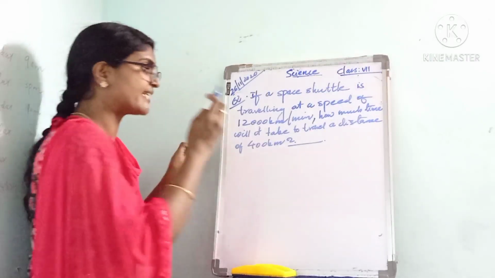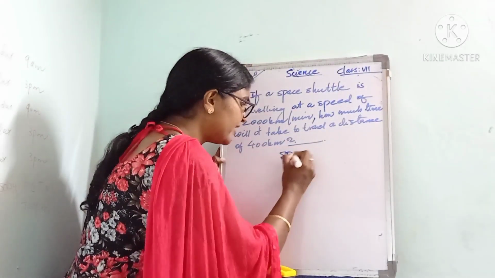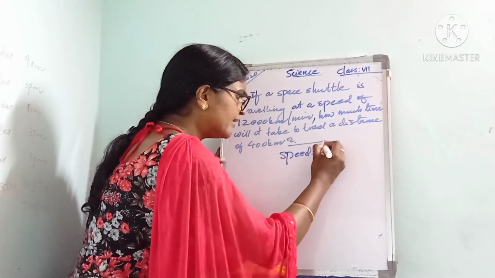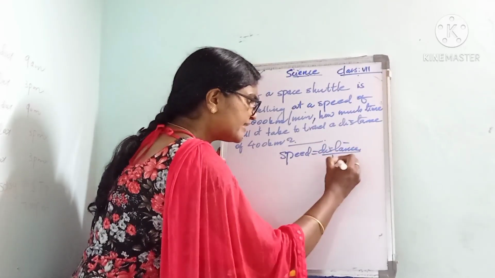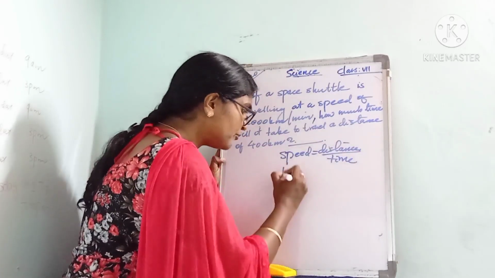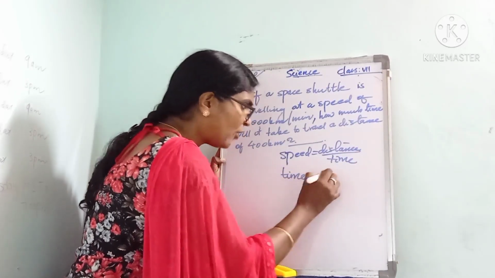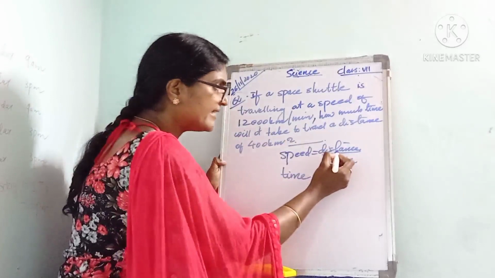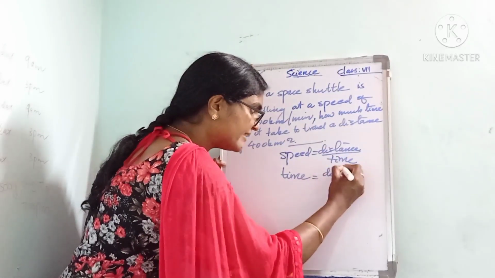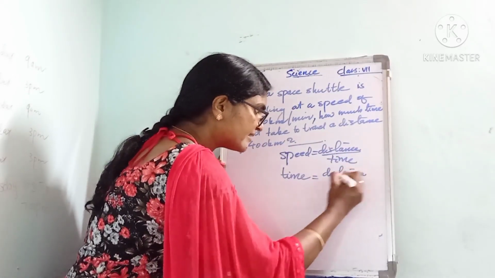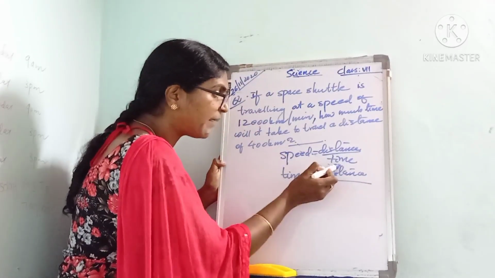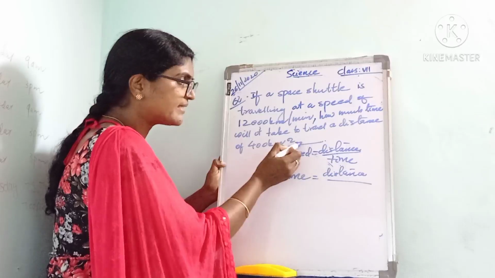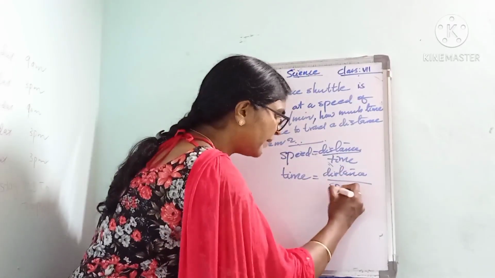First we can write the equation. You know the equation: speed equal to what? Distance by time. Speed equals distance by time. Here we have to find the time. How can we calculate the time? We write the distance as such, divided by, this time goes up, so in that place the speed will come. So time is equal to distance by speed.